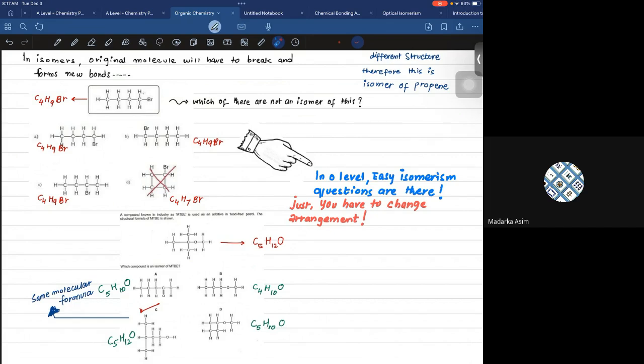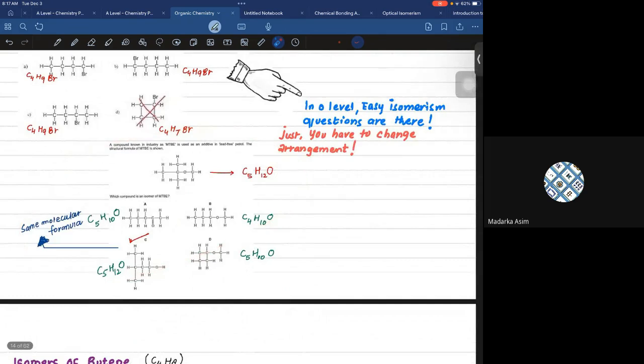Okay. And for this, they are saying which compound is an isomer of MTBE. So C5H12O, and C4H10O. But they are saying which compound is an isomer of MTBE. This is completely wrong because to be an isomer, the molecular formula should be the same. This is impossible. Okay, I can check A, B, and C.